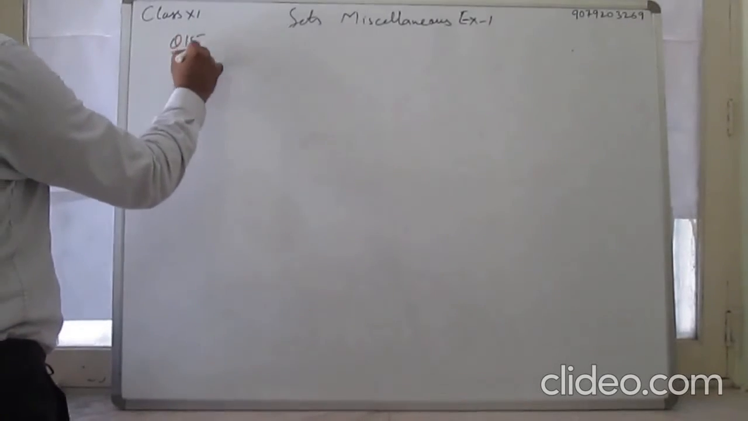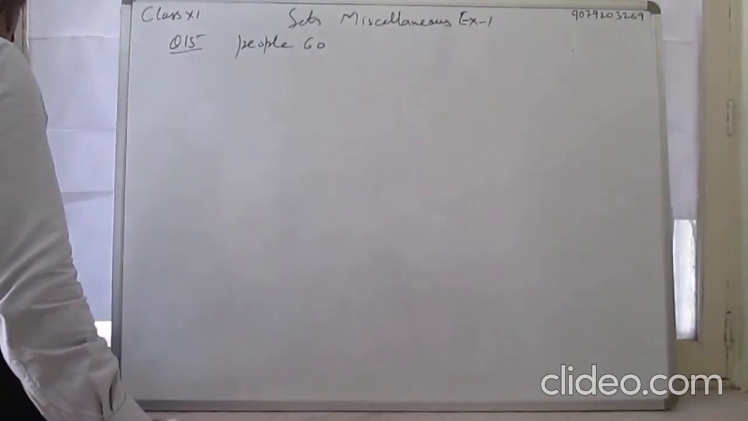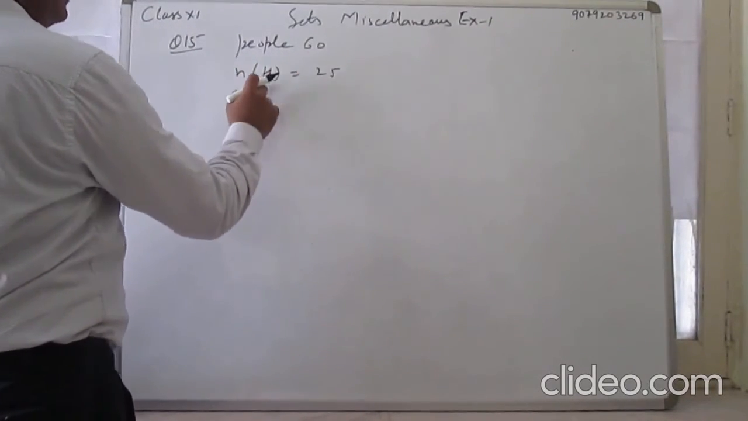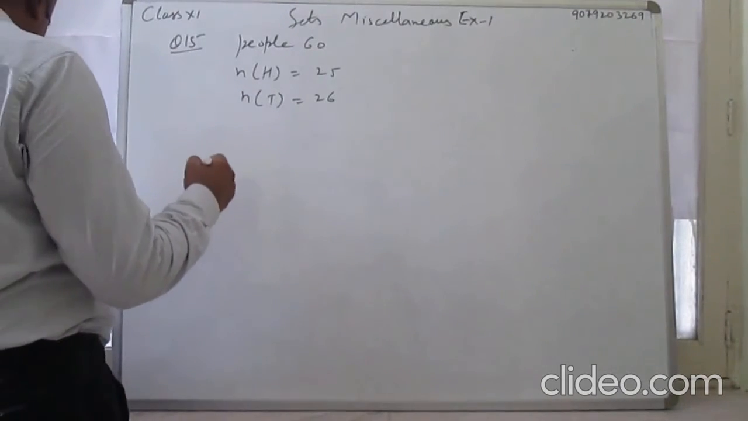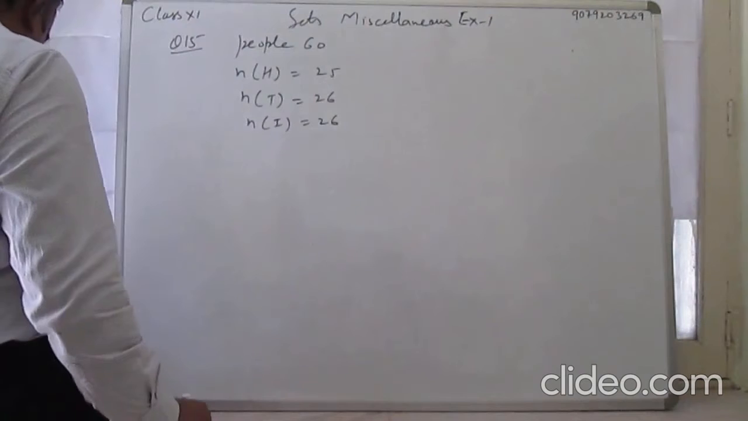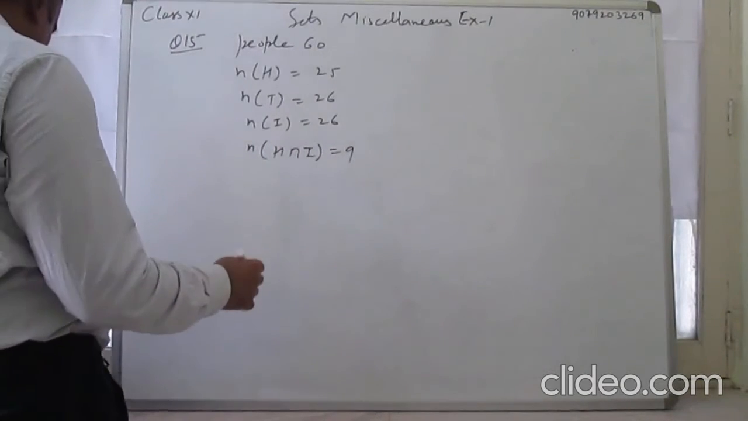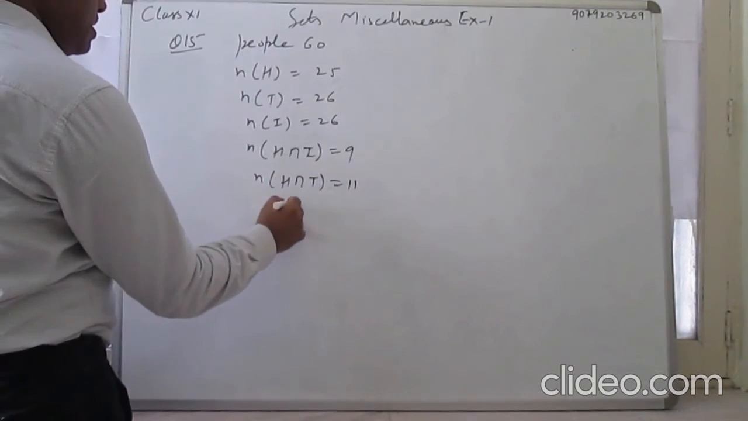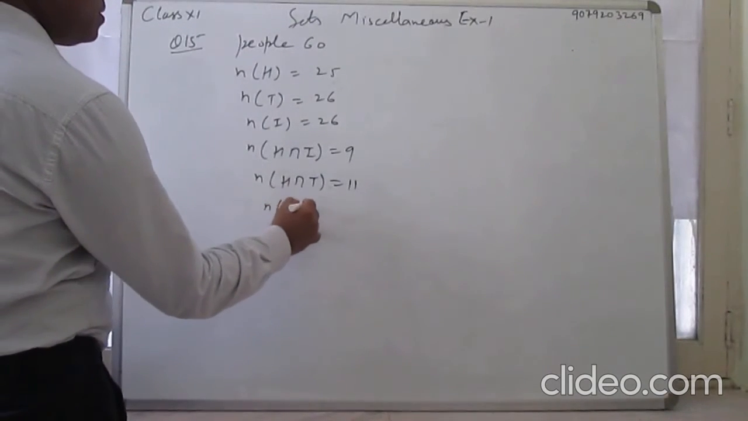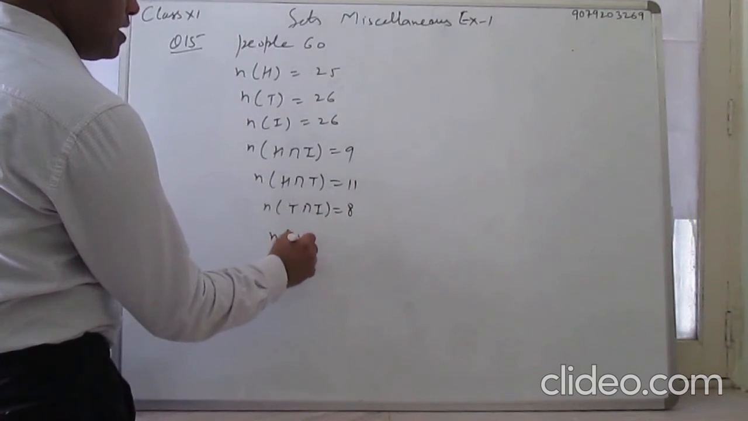Question 15. In a survey of 60 people, it was found that 25 read newspaper H, 26 read newspaper T, 26 read newspaper I, 9 read both H and I, 11 read both H and T, 8 read both T and I, and 3 read all the newspapers H, T, I.